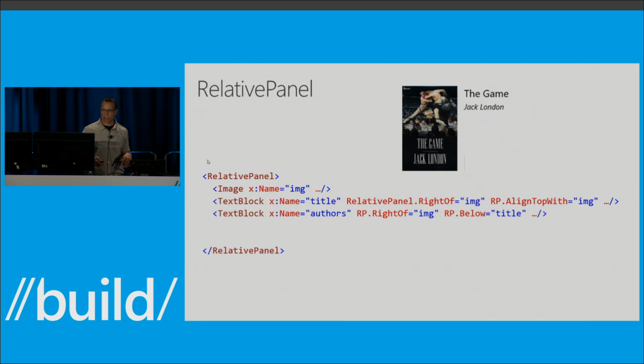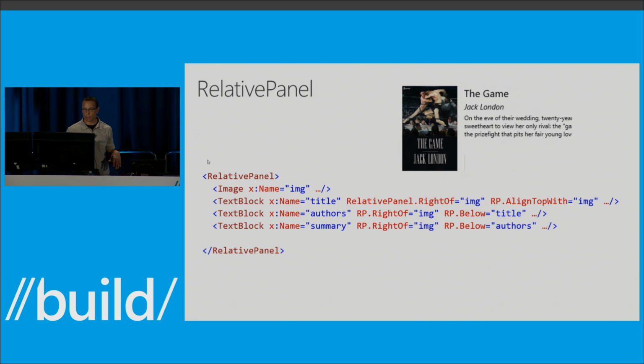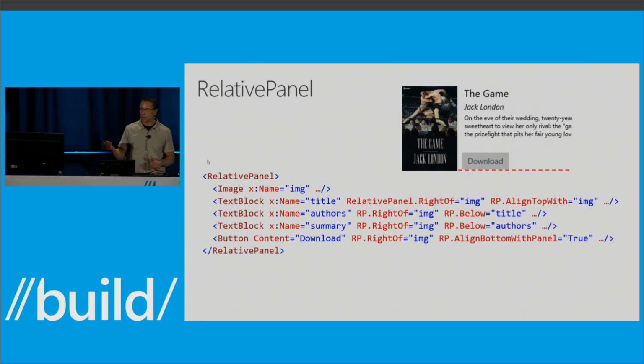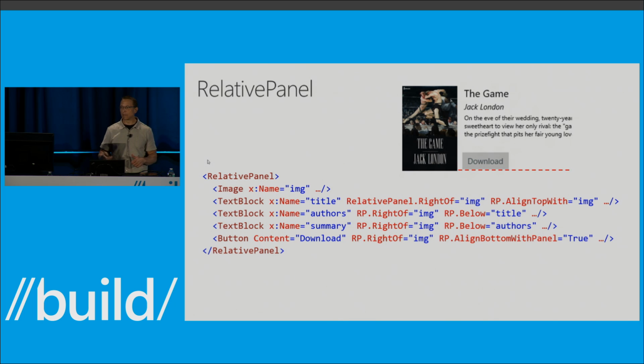And the next text block is just aligned to the right of the image again and below the previous one. Same thing with summary, right of the image, but below the authors. And then the last one, the button, is to the right of the image, but aligned with, I could do it with the bottom of the panel or to the right of the image. So really more complex layout, but easier to do with relative layout panel.